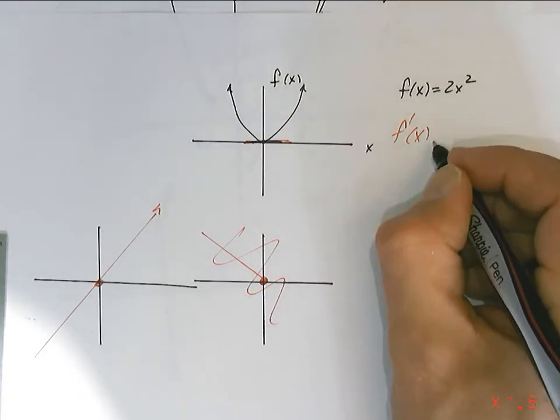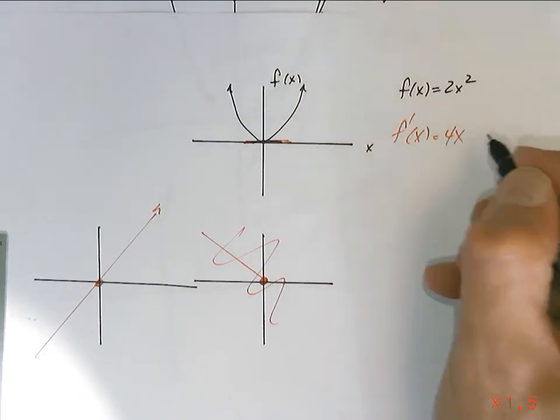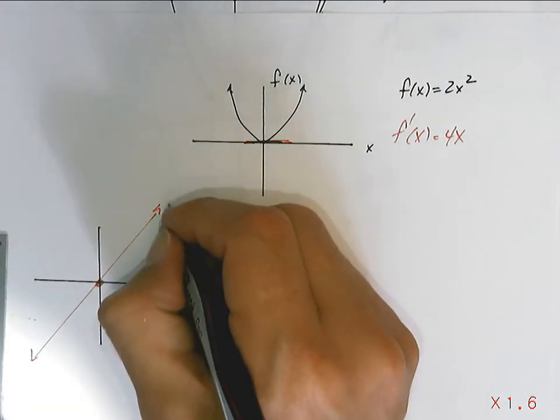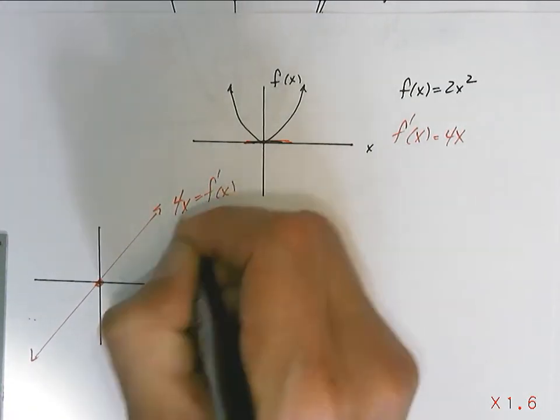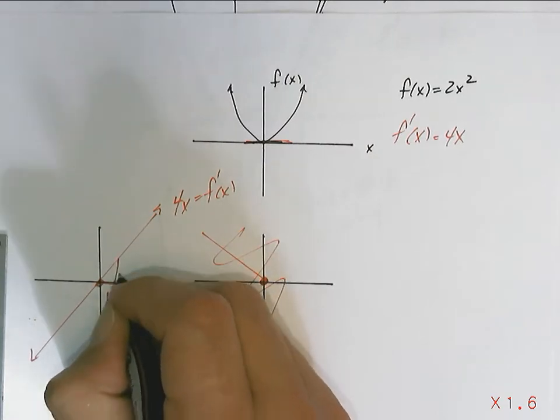Bring the 2 down. Take 1 away from the exponent. Does this look like anything? This is the line, over 1, up 4.